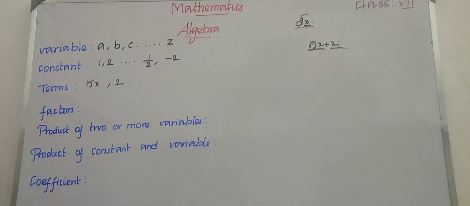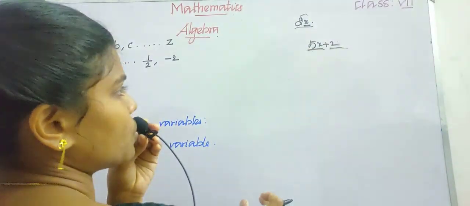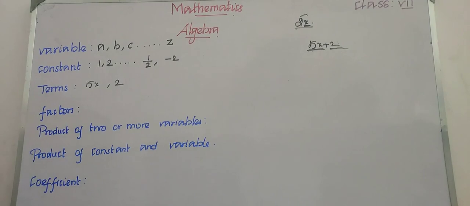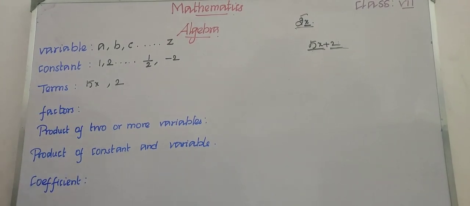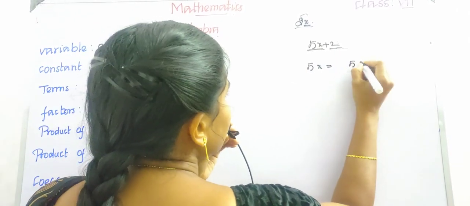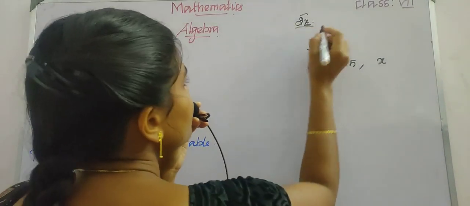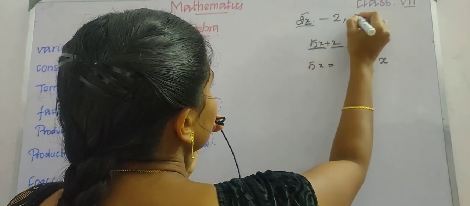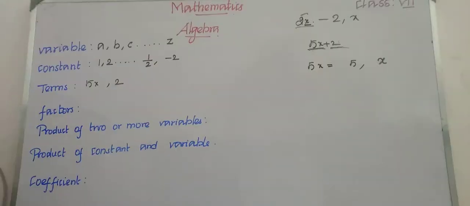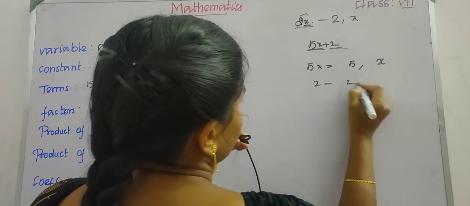And then the next is factors. Here we have 5x plus 2. So what are the factors here? In 5x, 5 is a factor and x is a factor. In 2x, how many factors are there? 2 is a factor and x is a factor. And here there is only one factor, that is 2.